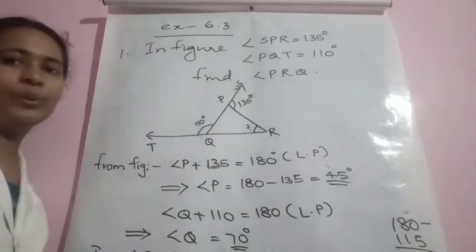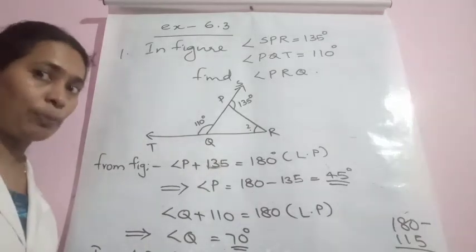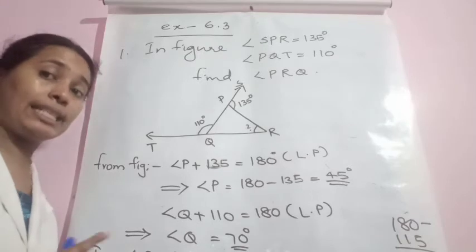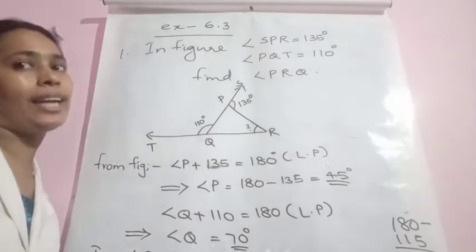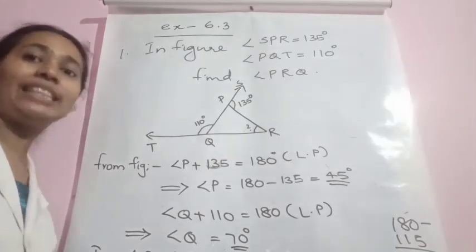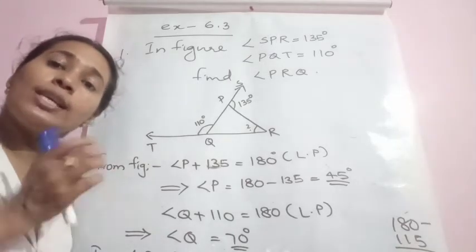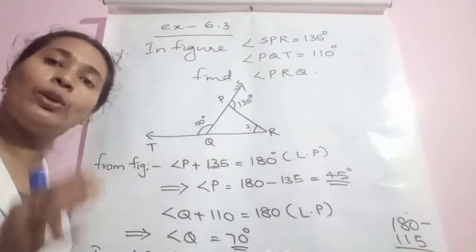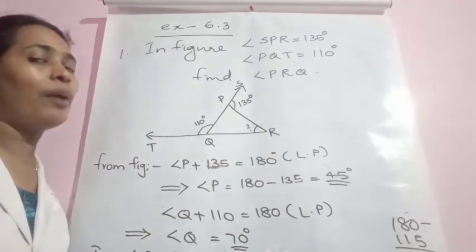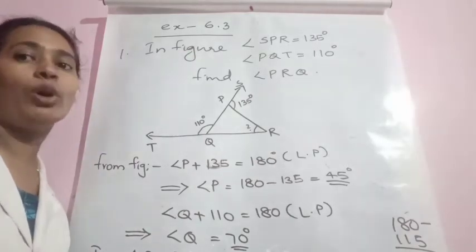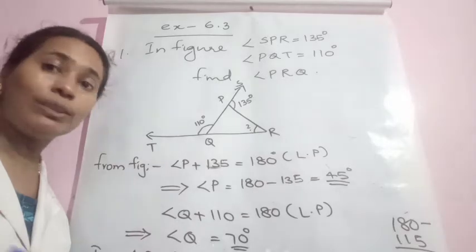Let us continue with our exercise 6.3. We have studied about exterior angle theorem and angle sum property of a triangle. What is exterior angle theorem? Exterior angle of a triangle is equal to sum of interior opposite angles. Now after that we have studied sum of three angles of a triangle is 180 degree.